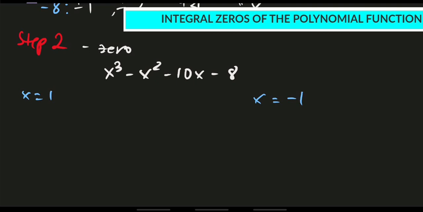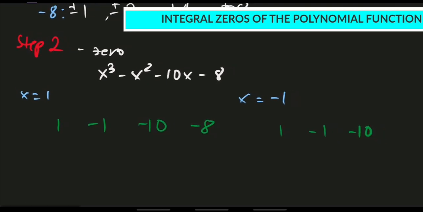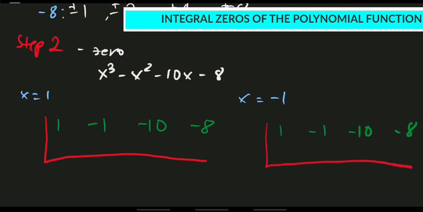Since we want to use synthetic division, we need to extract the coefficients of our given problem. Therefore, it will give us 1 for x cubed, negative 1 for x squared, negative 10 for negative 10x, and negative 8 for our constant. Same with our second synthetic division as negative 1. So just copy the given values: 1, negative 1, negative 10, and negative 8. And let's construct a bar. And let's try to use synthetic division to solve this one.